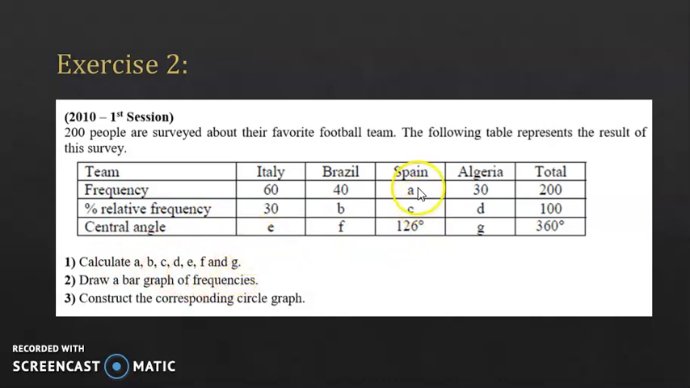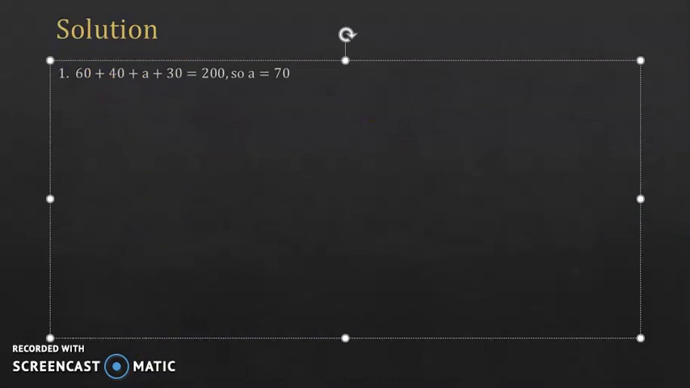Let's start by A. Can we calculate A? We have all the frequencies, and also we have the total frequency, which is 200. So the only missing frequency is A, then of course we can calculate it. So 60 plus 40 plus A plus 30 is equal to 200. Now take the numbers to the other side and leave A on one side. You will get that A is equal to 70. This is the answer.